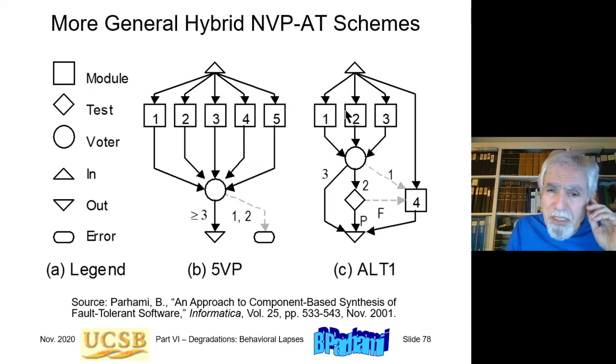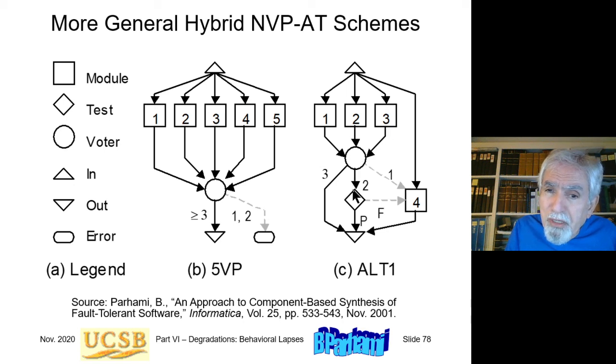So here's an alternative to 5-version programming. There are 3 versions that are run here. There's a 4th version here, and there's an acceptance test here. So an acceptance test, let's say, is of the same order of complexity as one of these versions. So in terms of complexity, the 2 schemes are the same. However, this scheme only runs 3 of the versions, and if all 3 agree, which is the usual case, then we are done. So the other 2 versions are not even executed. So we save on execution time.